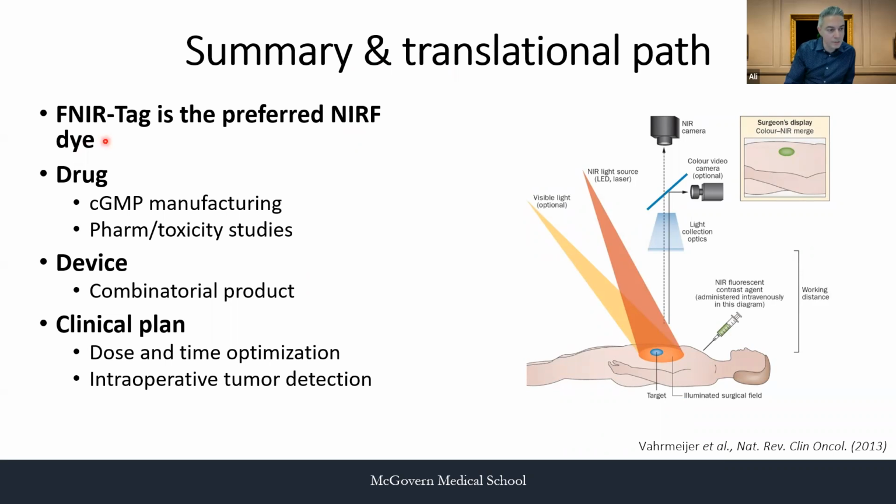So I hopefully showed you convincingly that FNIR-Tag is the preferred near-infrared dye for the purposes of our molecule. And what we're focusing on now, from the drug side, is the cGMP manufacturing. And we have pharm tox studies here to evaluate the safety profile of the compound. And there's always opportunities in terms of drug device combinations of how this can be developed. So we're actively exploring these depending on the type of surgical indication. And then we're developing a clinical plan with colleagues at MD Anderson to evaluate the dose and time optimization first, and then eventually move forward toward intraoperative tumor detection.